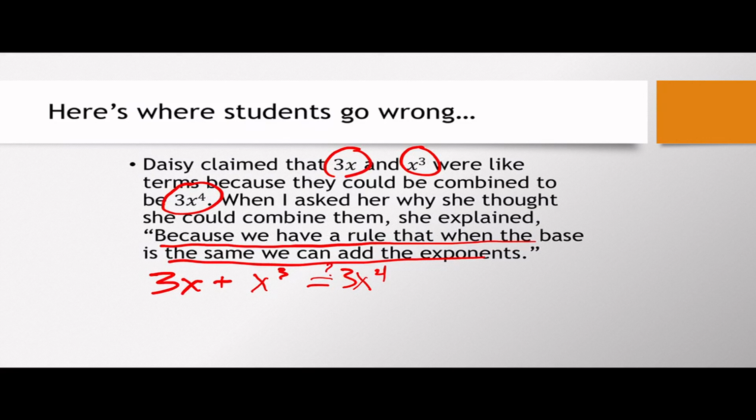Okay. Next, the rule is actually for multiplication. This is not true. If you have 3x times x to the third, then that's going to be 3x to the fourth. Yes, that's true. But notice that there's a big difference here, comparing adding those two terms together and multiplying those two terms together.